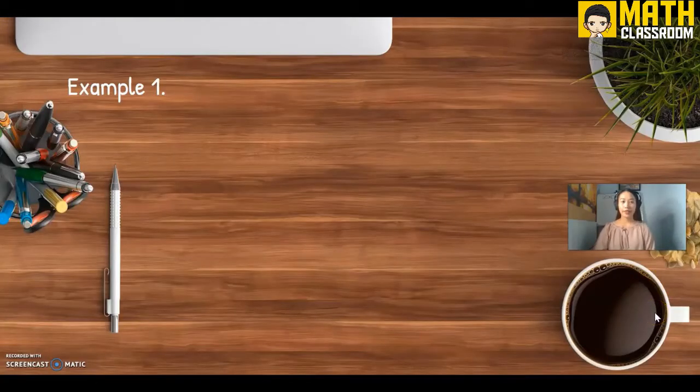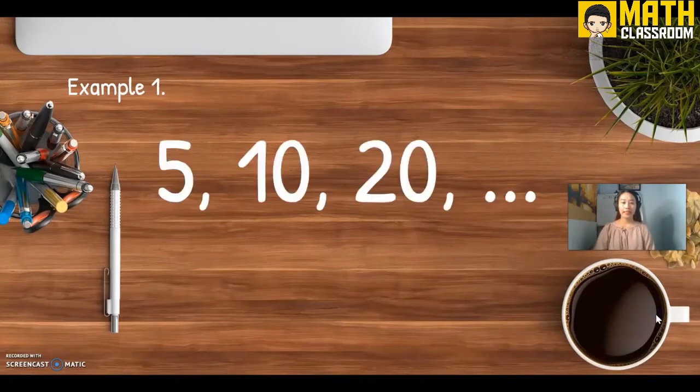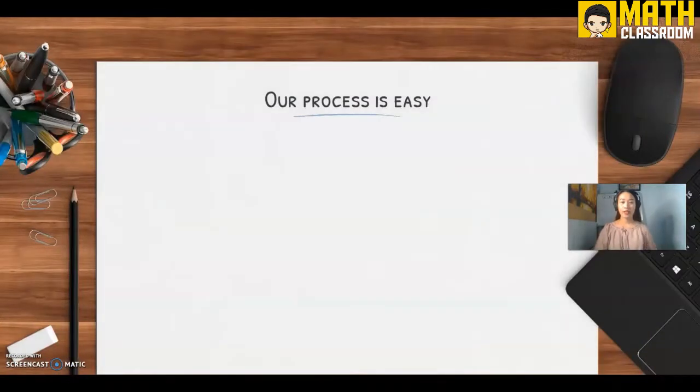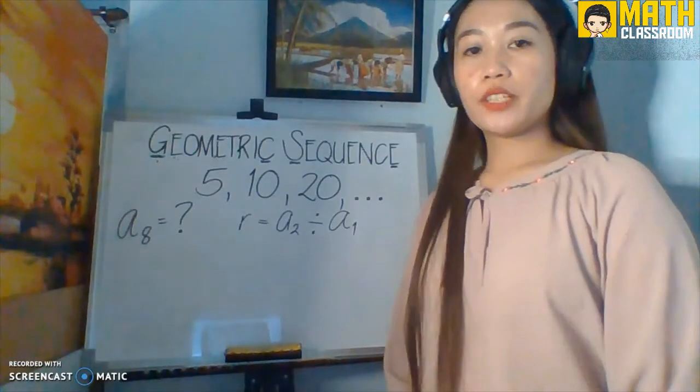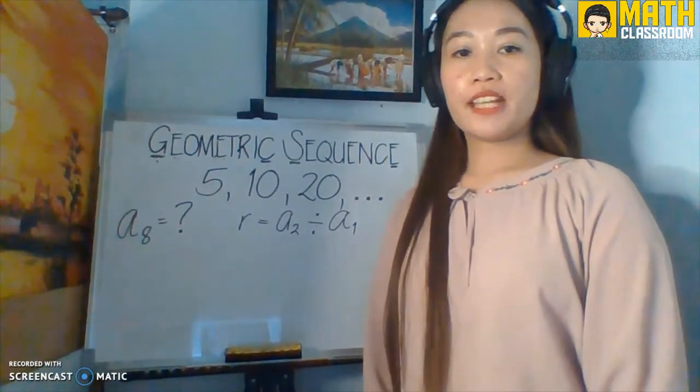Let's have our example number 1. In the sequence 5, 10, 20, and so on, find a sub 8 or the 8th term. So let's follow these steps for you to easily understand the solution. First step, find the common ratio. Find the common ratio for the sequence 5, 10, 20.